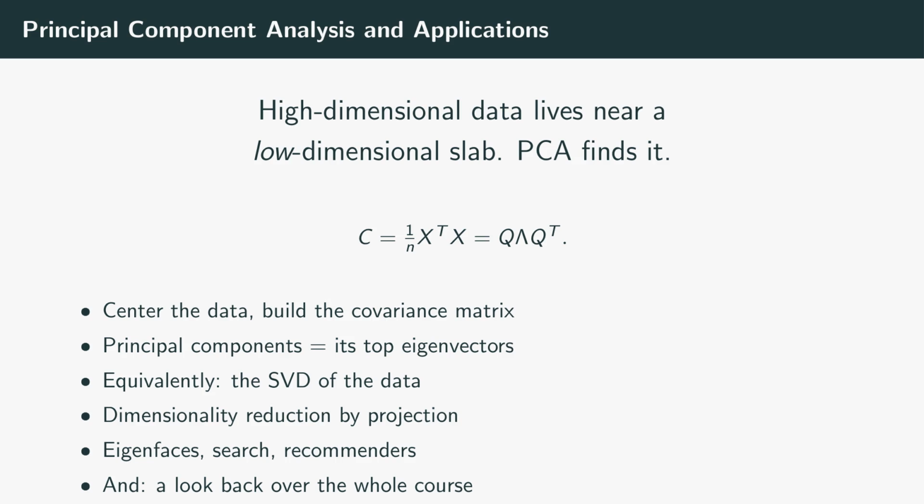Here is the central fact about real data. It lives in very high dimensions, thousands of features, but it almost never fills those dimensions. Instead, it clusters near a thin, low-dimensional slab, a few directions that carry nearly all the variation. PCA finds those directions. We will center the data, build the covariance matrix, and apply the spectral theorem to extract perpendicular axes of maximum variance, the principal components.